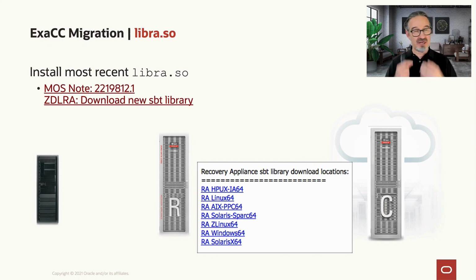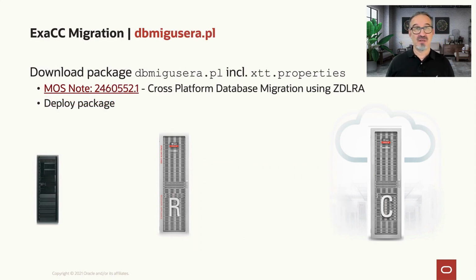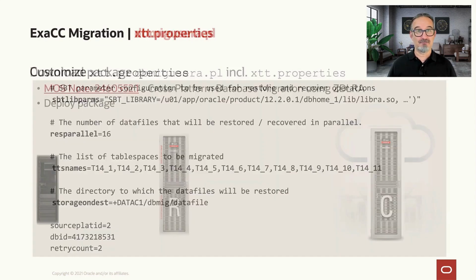And please, as a general rule, when you have a recovery appliance, always make sure you have the newest version. That lib doesn't go only on the recovery appliance, it has to be also on the XTTS and on the source IBM machines, because this allows us to interact with the Perl scripts. Then we download the mig use recovery appliance scripts, and this includes also the XTT properties file. This is again another MOS note, and we deploy that package now to the recovery appliance and to the XTTS.